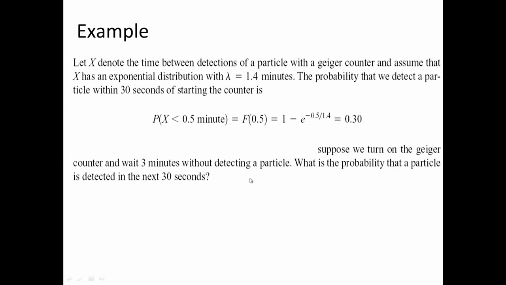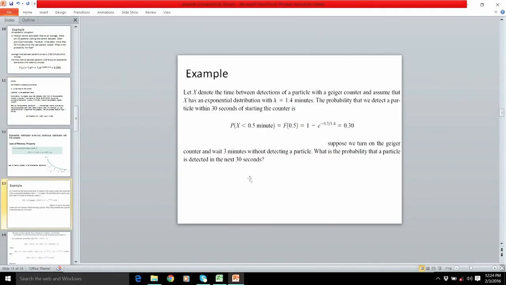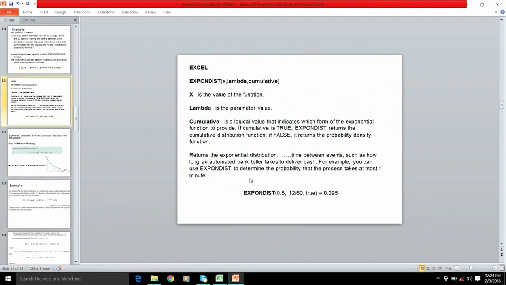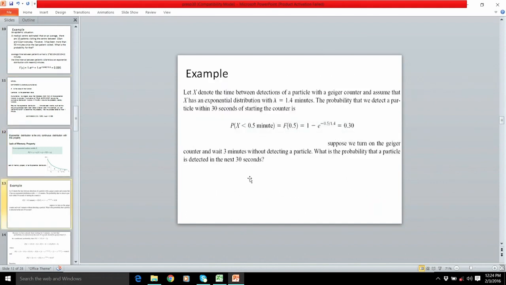So, we can use the Excel function also to get the same answer. We can put in EXPON.DIST, x, lambda, cumulative to get the same answer also, and so the probability is 0.3. Now, suppose we turn on the Geiger counter and wait for 3 minutes without detecting a particle. Okay, in this situation we detect a particle within 30 seconds of starting the counter, so that gives you 0.3.